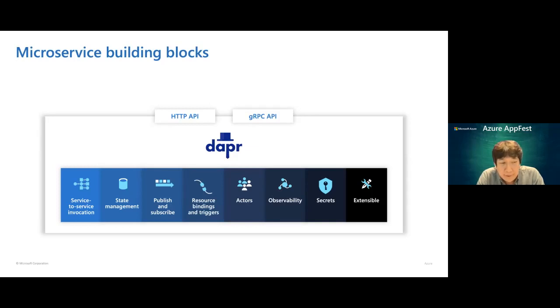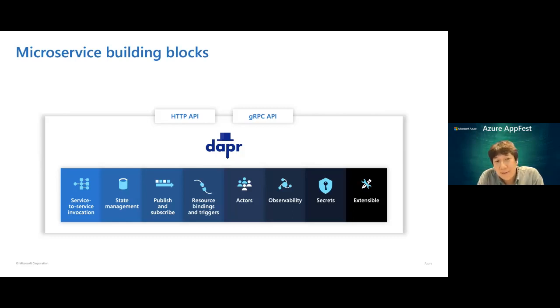Service to service invocation. Basically, service discovery is one of them, and also mTLS for invocation between services. If you have ever built microservices before, you understand that those are things you have to do by yourself or using something like a service mesh. So the idea of Dapr is to give you all those things as a framework.